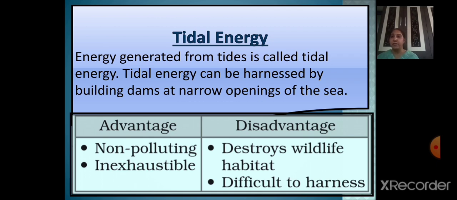Okay. Now let's go through the advantages and disadvantages of this. In advantages we can say it is non-polluting. It doesn't pollute and it is inexhaustible. Whereas in disadvantages, as it is connected to tides, it destroys wildlife habitat and it is even difficult to harness.